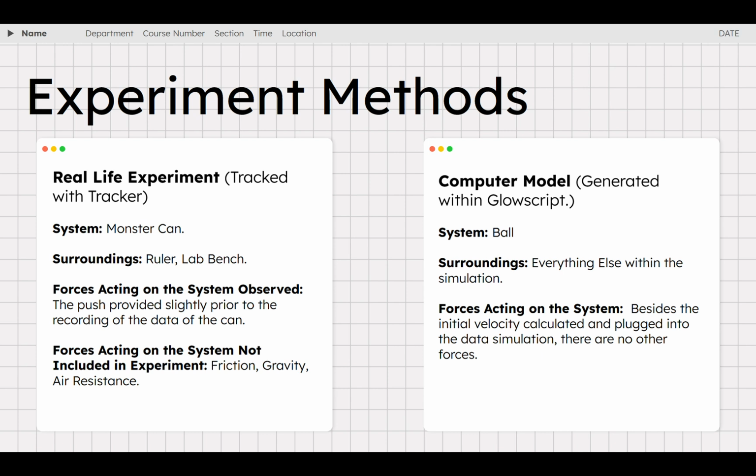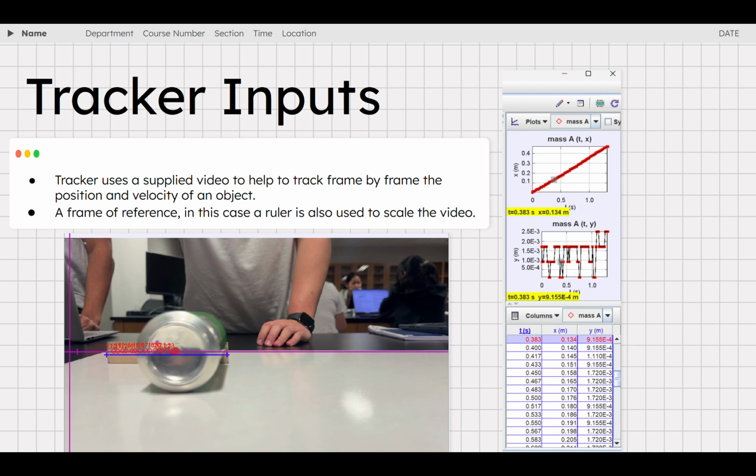For the computer model, which will be generated with GlowScript, we're going to have a system of a ball. The surroundings will be everything else within the simulation, which is nothing. And forces acting on the system will be the initial velocity and nothing else because there are no other forces in the data simulation.